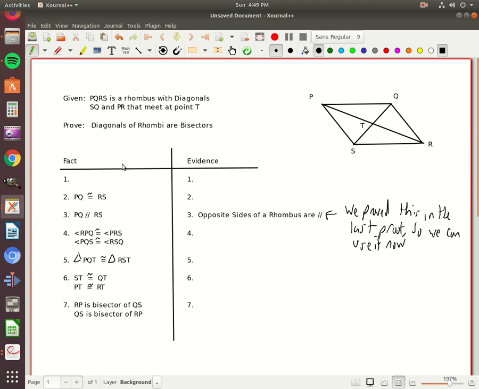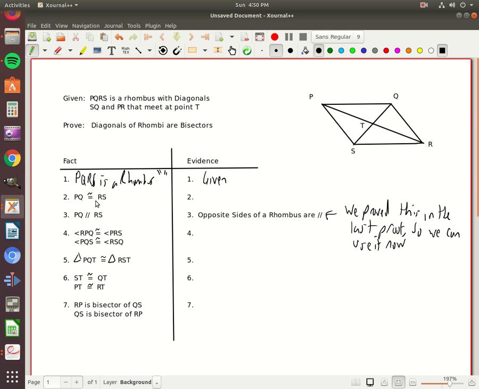So I'll start with PQRS as a rhombus. I don't actually need to say all the other stuff, I don't think. Those are diagonals, they cross at T. I guess maybe I should, because I want to prove that they're bisectors, but even still, I will say given. I'm running out of room here, and maybe I want to write the whole thing, so I'll just put that to fill in the whole thing.